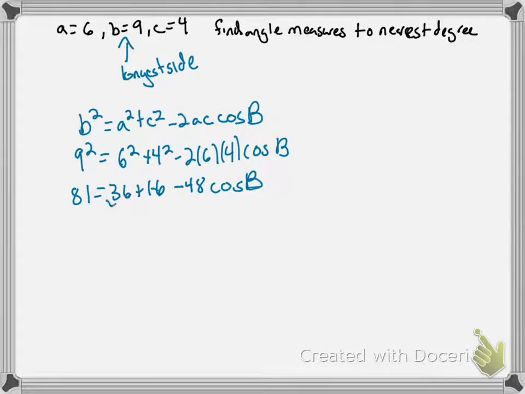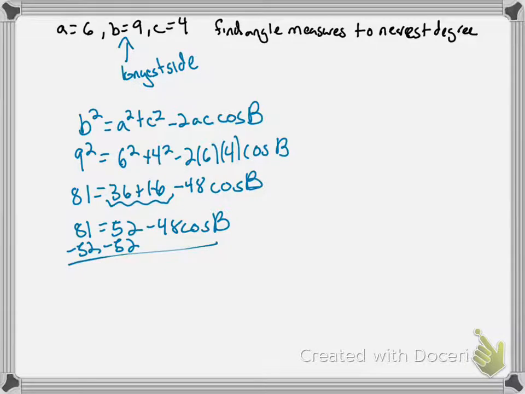9 squared is 81 equals 36 plus 16 minus 24 times 2, 48 cosine of B. Combine these two. That gives me 52. So 81 equals 52 minus 48 cosine of B. Subtract over our 52. Gives me 29 equals negative 48 cosine of B.